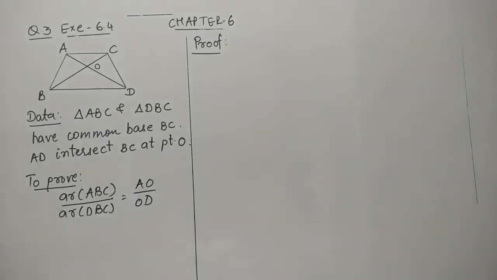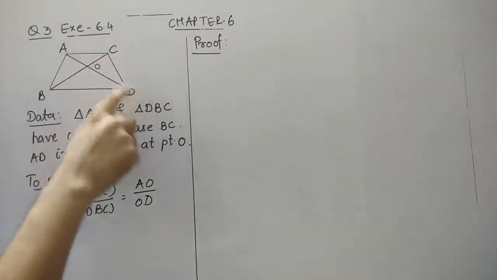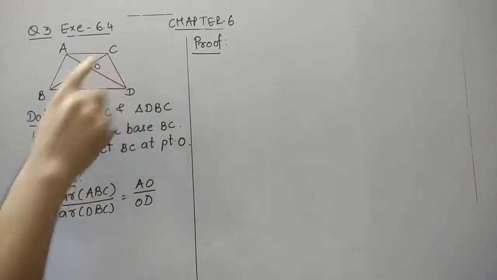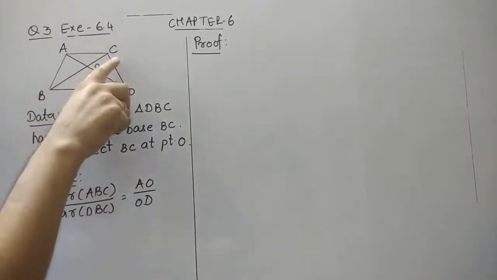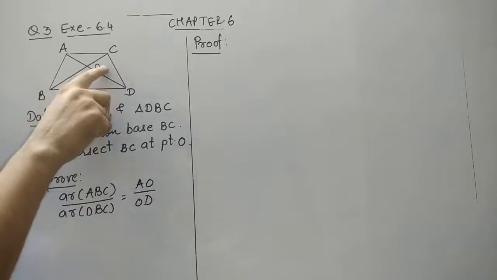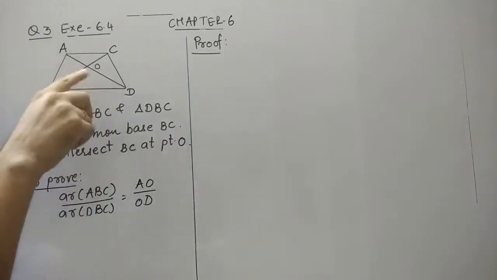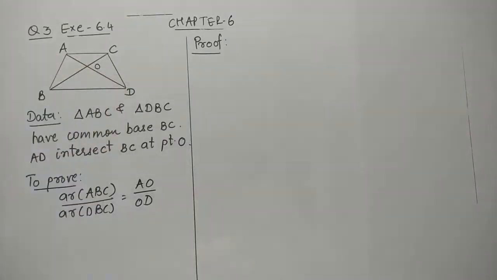Continue with question number 3. It is given that triangles ABC and DBC have one common base, that is BC. The line segments BC and AD intersect each other at point O. We have to show that the area of ABC to the area of DBC is equal to AO upon DO. So now let's prove this.